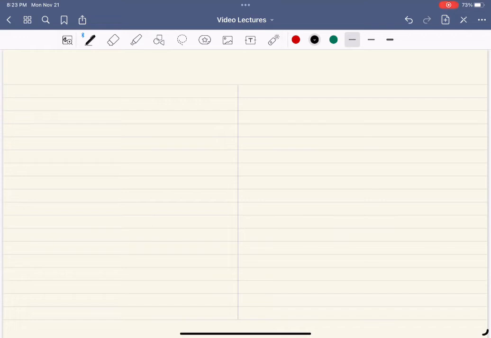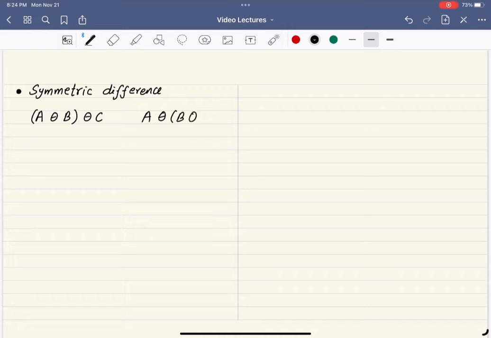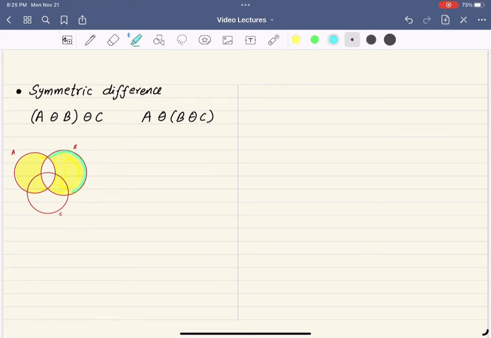Last, we have the symmetric difference. We want to see if A symmetric difference B first, then symmetric difference C is equal to B symmetric difference C first, and then with A. Left hand side is represented by this area right here, A symmetric difference B. Then you take symmetric difference with C, which is given by this area right here.